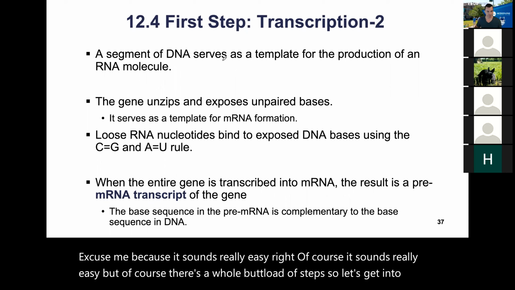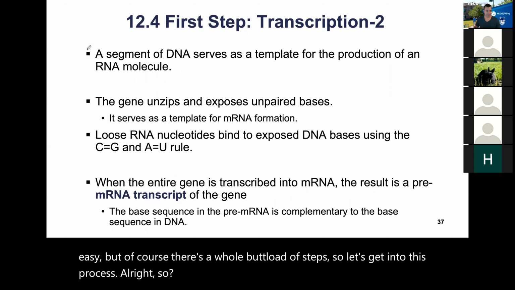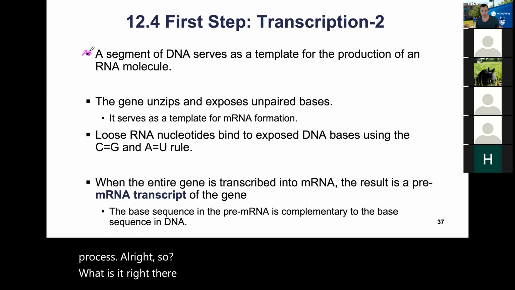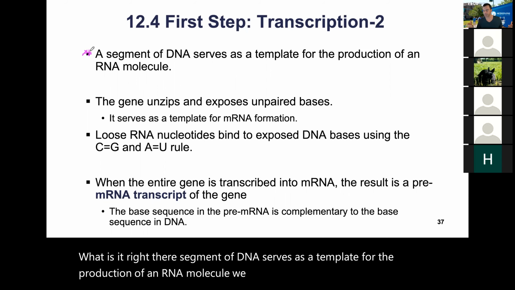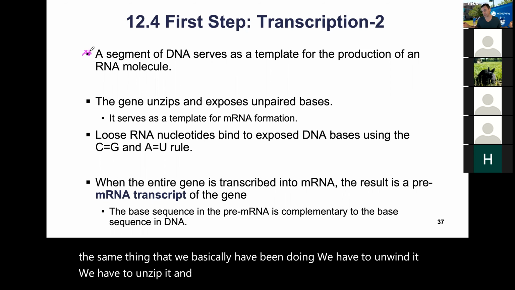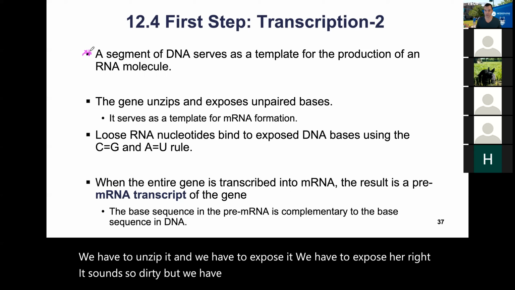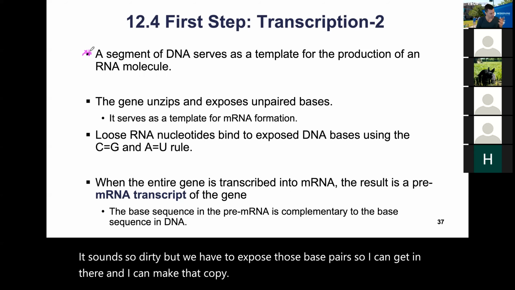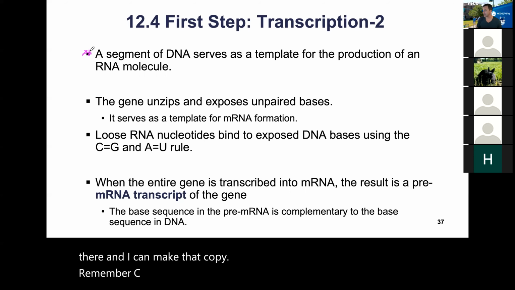All right, so what is it right there? A segment of DNA serves as a template for the production of an RNA molecule. We are making a copy. To do that, we do the same thing that we basically have been doing. We have to unwind it, we have to unzip it, and we have to expose it. We have to expose those base pairs so I can get in there and make that copy. Remember, C goes with G, A goes with T if it's copying the DNA.